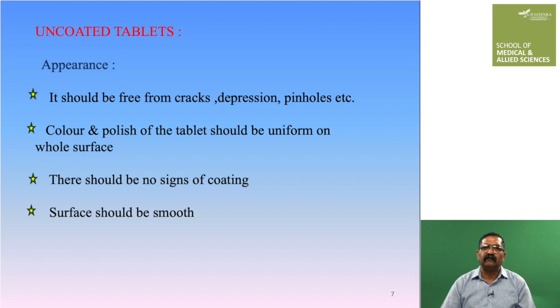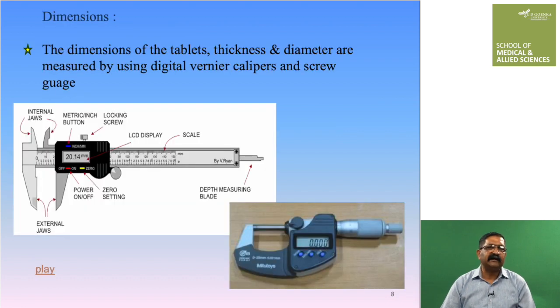Now, in the case of uncoated tablets, the major parameters are its appearance, which should be free from cracks, depressions, pinholes, etc. Color and polish of the tablet should be uniform on the whole surface. There should be no sign of coating. The surface should be smooth. Now we will study the testing for dimensions of the tablet. The thickness and diameter are measured by using digital vernier calipers and screw gauges. You can see their images on the slide right now.